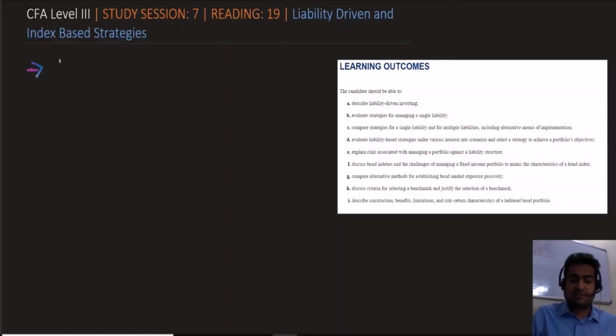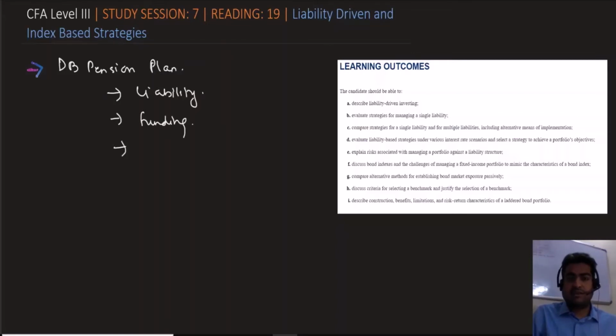Let's say there is a defined benefit pension plan and the company has to pay certain pensions to their employees at the end of a certain period, which means this is a liability. In order to manage that liability, the company will be funding it, right? And after funding it, it has to be managed in a way that whenever these liabilities mature, and in the way they mature, you have sufficient assets to pay off those liabilities. So this is what a liability-driven fixed income portfolio is.